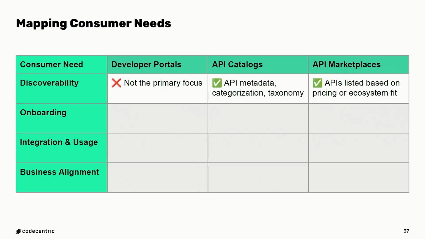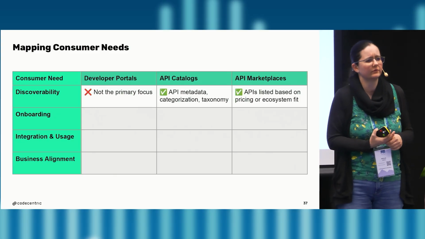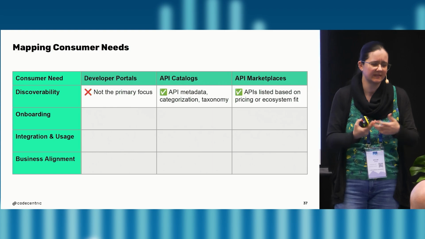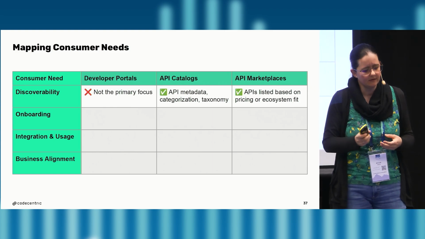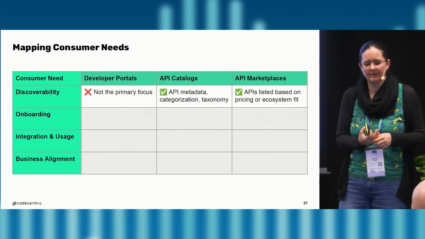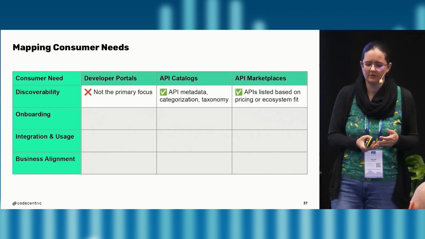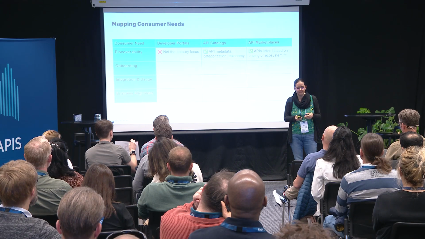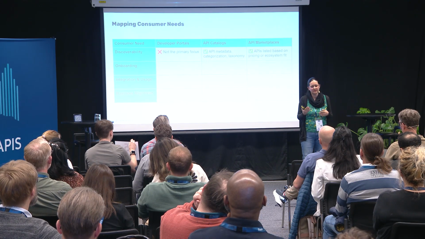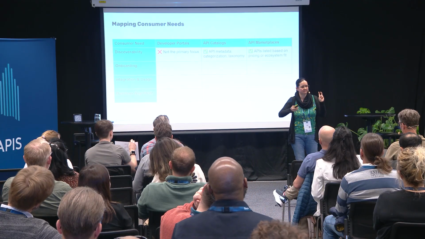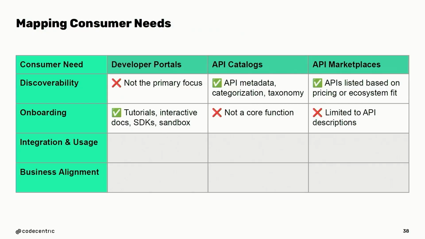So for discoverability, the developer portal is not necessarily the primary focus. It's more on getting the technical documentation, understanding how the API works, getting the token, and so on. The catalog is perfectly great for discoverability. It contains all the metadata, the categorization, taxonomy, and so on. And also API marketplaces are usually good for discoverability, but more on a pricing or ecosystem fit, right? More on a business level, let's say, discovering APIs.